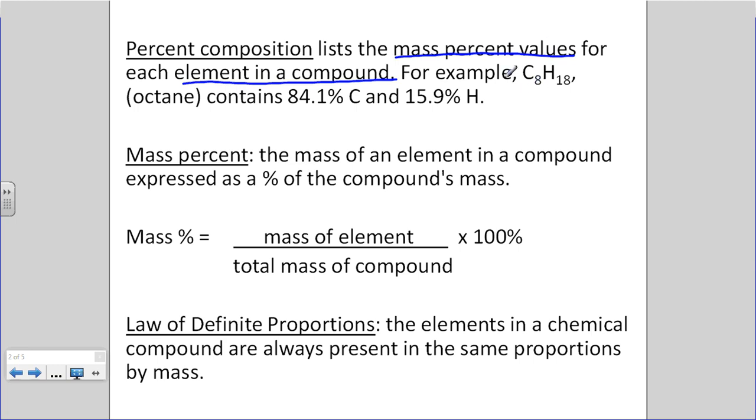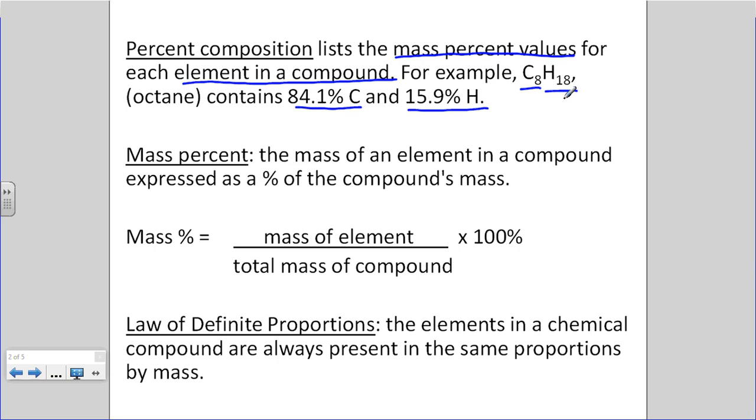If you had an example, C8H18, that's called octane, we would need a percentage for carbon and a percentage for hydrogen, and we'll figure out how to calculate that in a minute. But if you listed its percent composition, here we've got a percentage for carbon, and here we've got a percentage for hydrogen. So that's the percent composition of octane: 84.1% of it is carbon, and 15.9% of it is hydrogen.